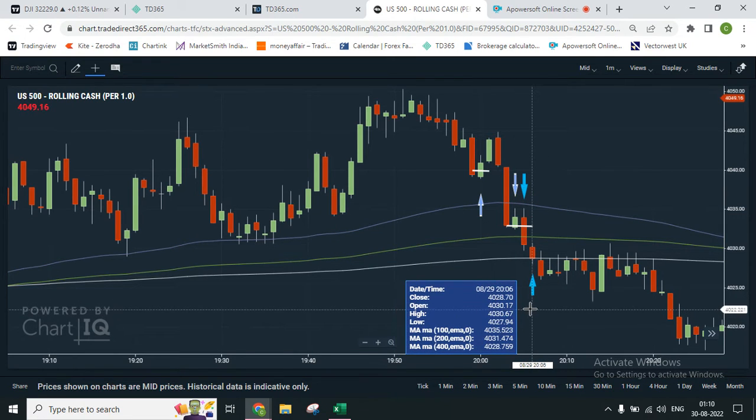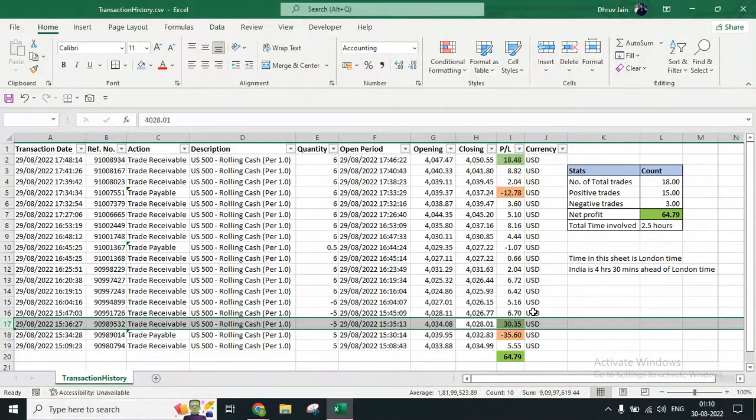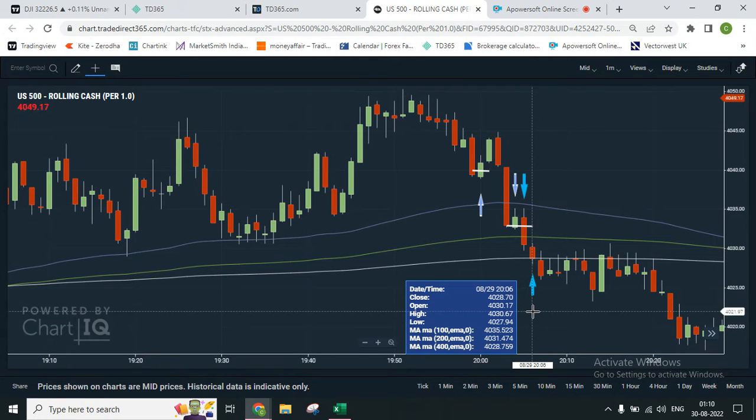Though I covered it a lot early, in the very next minute itself. I covered it around 40.28, that is around a 6 points profit. This quantity was initially 5. I was trading some of the initial trades at 5 quantity, and then I increased it to 6 quantity. So this was around 6 points profit on 5 quantity, resulting in a profit of around $30.35.